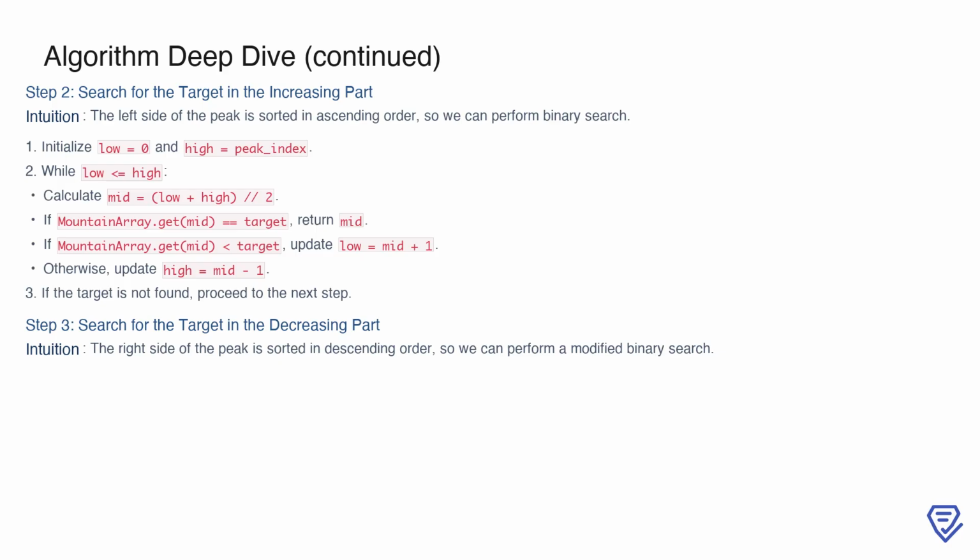If the target is not found by the time the loop ends, we move on to searching the decreasing part of the array. This step leverages the sorted nature of the left half for efficiency and ensures we don't miss the target if it's on this side of the peak.